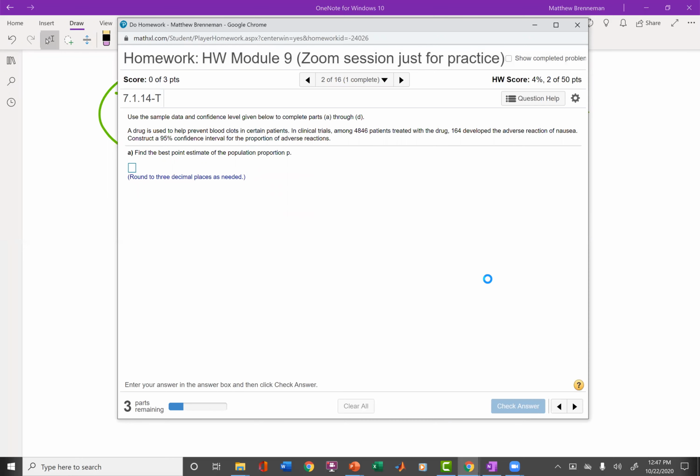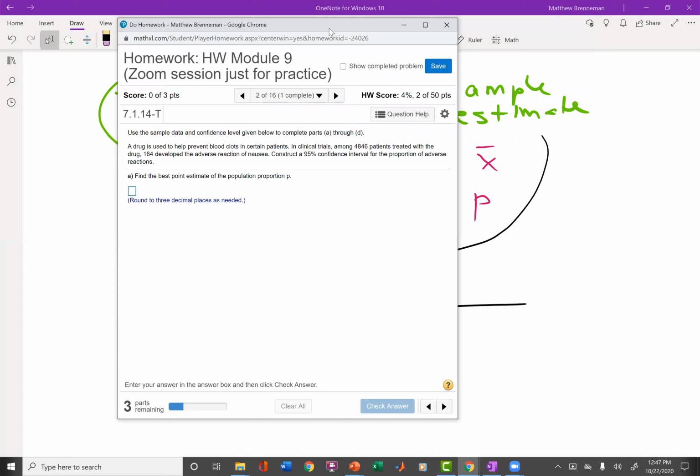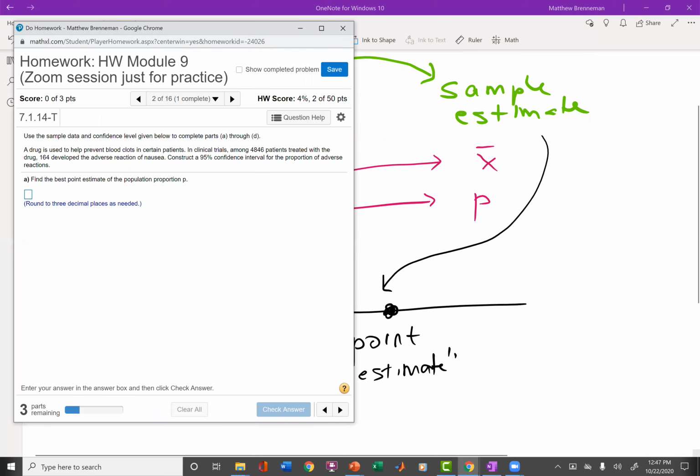All right, so one of the things we have to start doing that we haven't emphasized a great deal in the past is we're going to have to start looking at problems and figuring out what type of problem we're looking at. Because again, when we're looking at a confidence interval, right, we could be looking at a confidence interval for pi, the population proportion, or a confidence interval for mu, the population mean. And so the first thing I want to do in these problems is get a handle on what I'm looking at. And I look at this, okay, a drug is used to help prevent blood clots in certain patients, all right? In clinical trials, among a certain number of patients treated with the drug, so many developed adverse reactions of nausea. We want to construct a 95% confidence interval for the portion of adverse reactions.